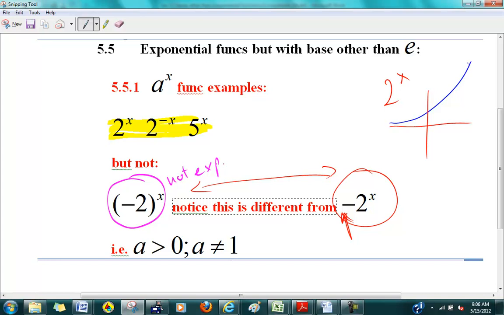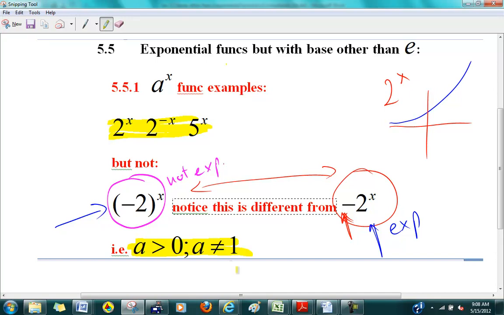All right. So this is an exponential function. However, this is not an exponential function. Try and graph negative 2 to the x, and use your calculator for it. Okay, I'll stop here for a minute. For an exponential function, this condition must be met. In other words, the base has got to be positive. It cannot be equal to 1.